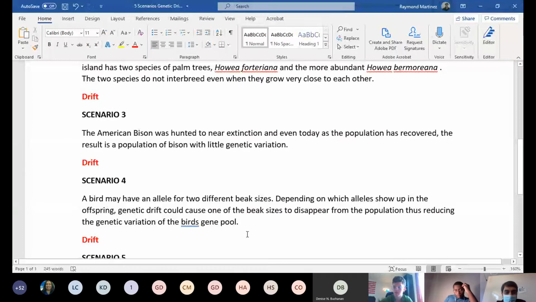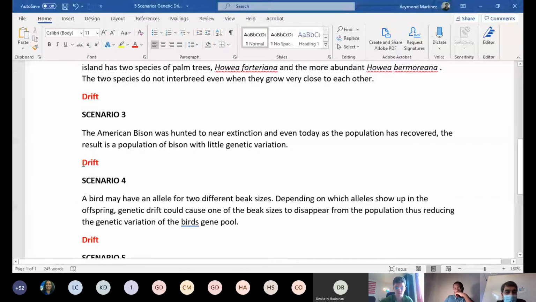All right, number 3. Anybody want to tackle that? All right. This one's drift because it was hunted to near extinction, and as the population has been recovering, the result to the population of Bison will be with a little genetic variation, and that's it. Okay. Brandon's right in that it's pretty simple.